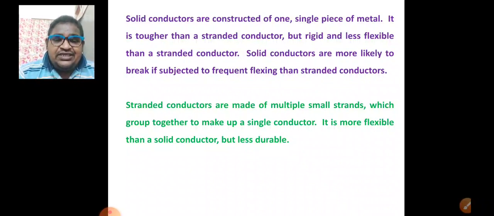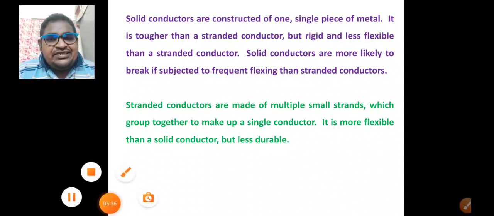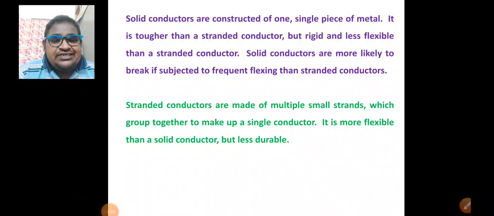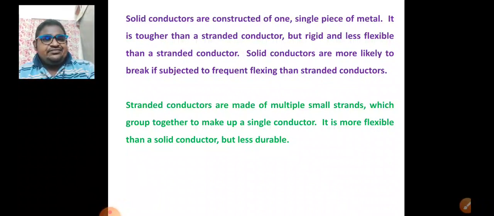If we do like this, then the flexibility of the conductor is increased. So in the case of stranded conductor, the flexibility is more, but in the case of solid conductor, the flexibility is less. And the tensile strength of solid conductor is more, but the tensile strength of stranded conductor is less. So here we can increase the tensile strength of the stranded conductor by means of the strands.